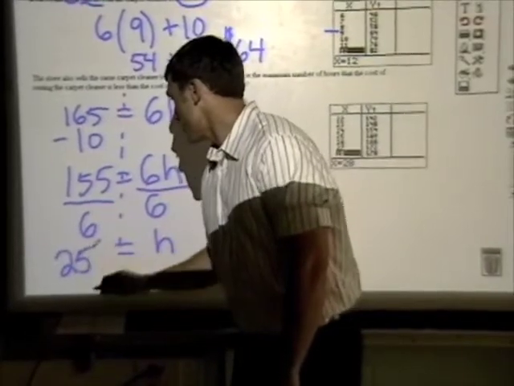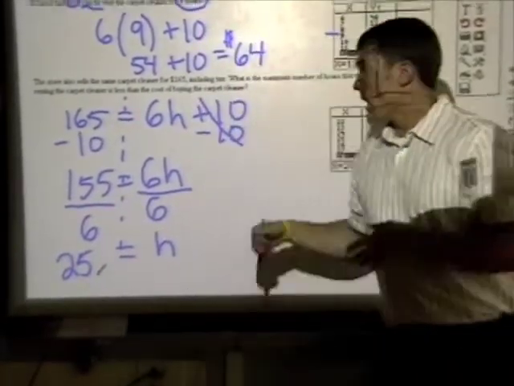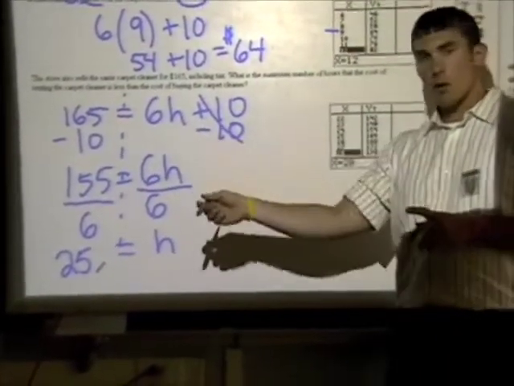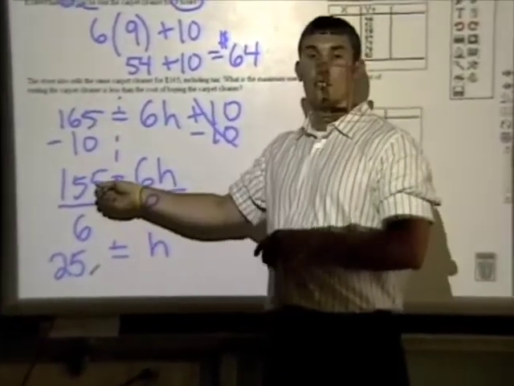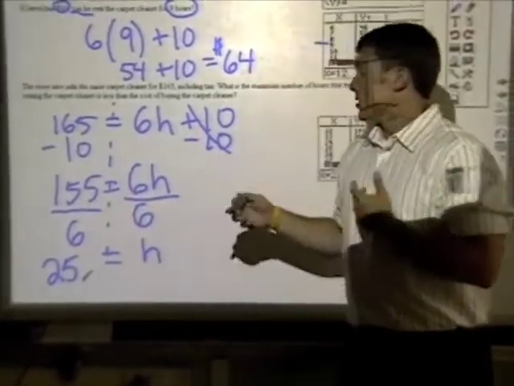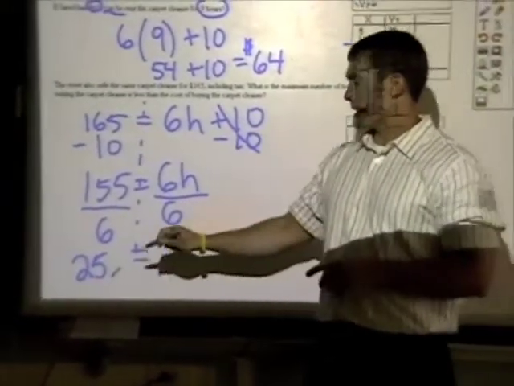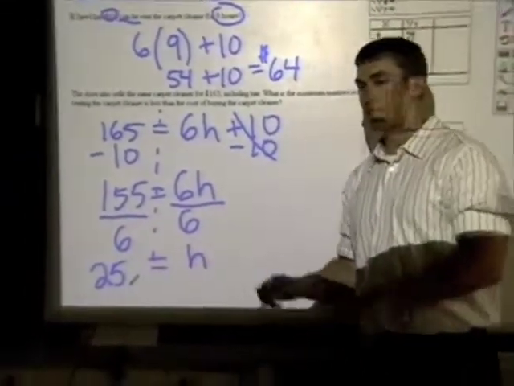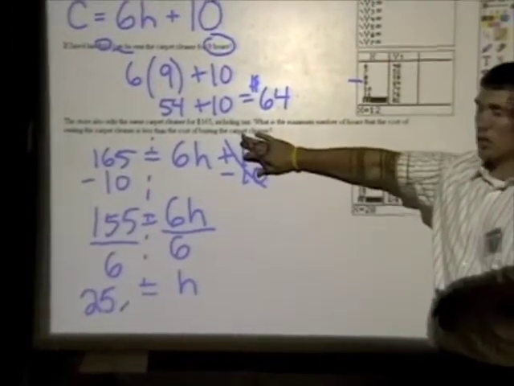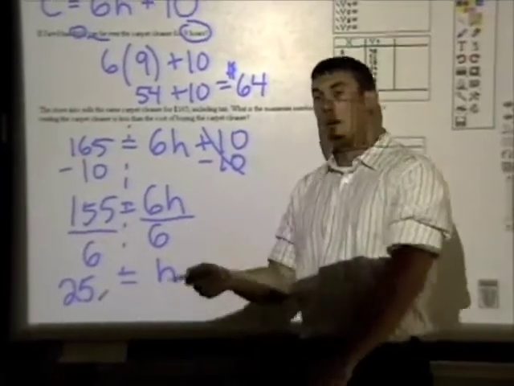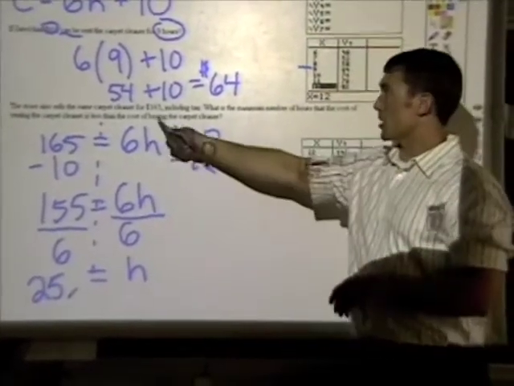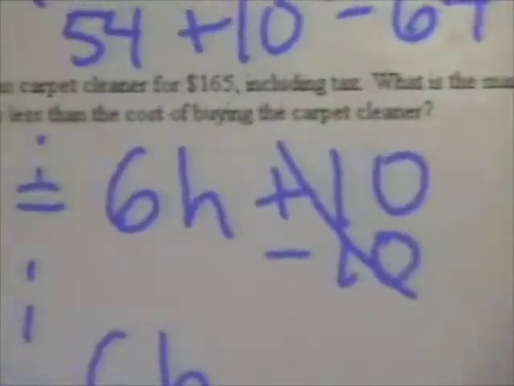So using estimation, 25 point something. If I go to that 26th hour, I will be over $165, because I'll be over $155. So that tells me that anything that's at 25 hours or under is still worth renting the carpet cleaner. As soon as I go over 25 hours to number 26, I might as well buy the carpet cleaner, because it's going to cost me more than $165.